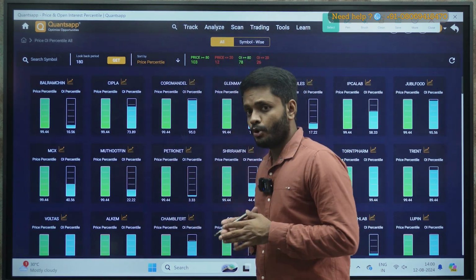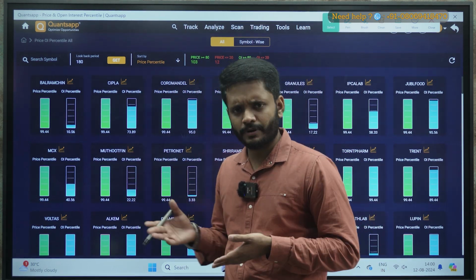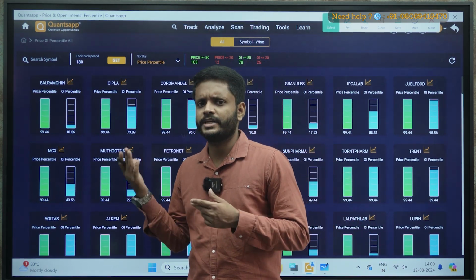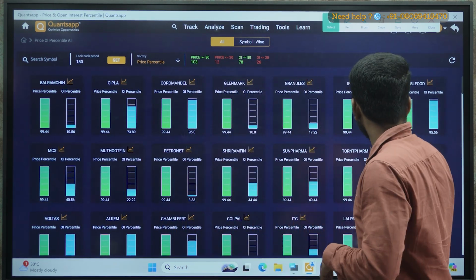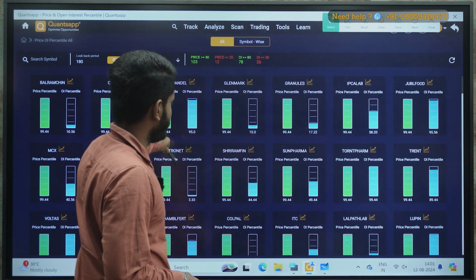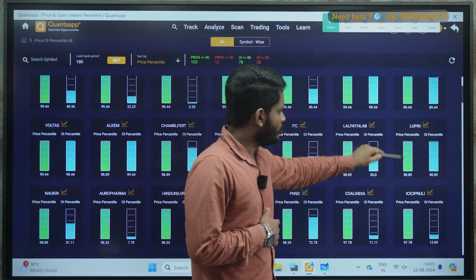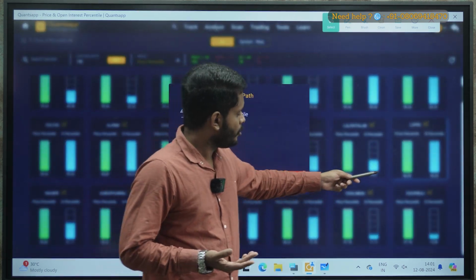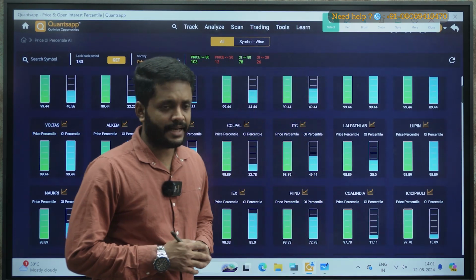Now why so? What is the reason behind it? I have explained the logic in a separate video. You can definitely go and check it out in the video library. Let's go and check out any random example. Say, for example, Lupin. Can you see Lupin? Price percentile is 98, OI percentile is also 98. Can you see? So both are above 90, correct?